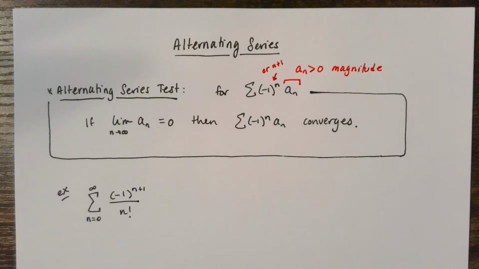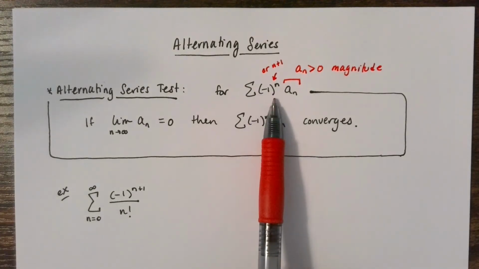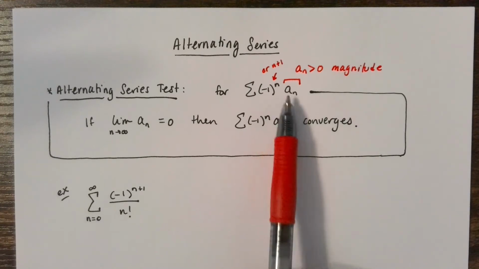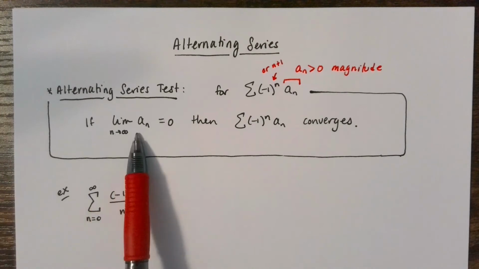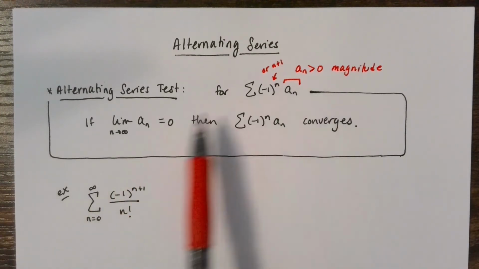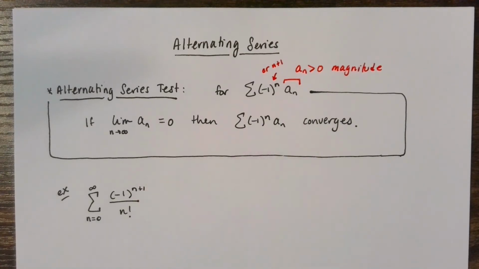Okay, so you start with an alternating series that is in this format or something very similar, and you want to decide whether it converges or diverges. That's always the question that we're answering for this chapter so far. So the alternating series test says if the limit of the magnitude of the terms, so the a_n piece, if that limit is 0, then your series converges.